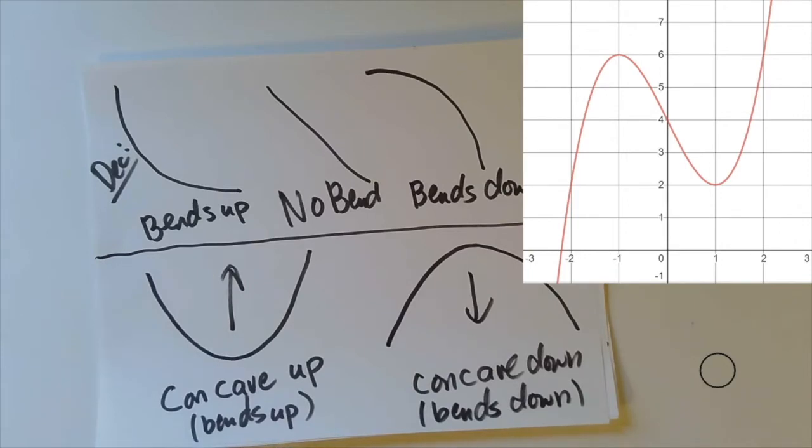So again, if you look at this sample graph that I have here, you'll see that over here it's concave down for all of these values, and it is concave up for all of these values. And right in the middle here, it switches from concave down to concave up, and that'll be something we're interested in talking about as we go through this.